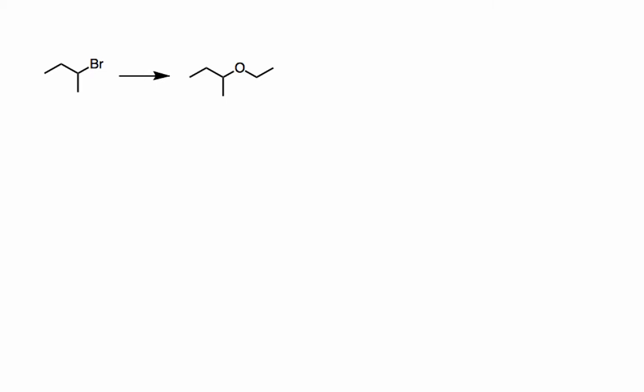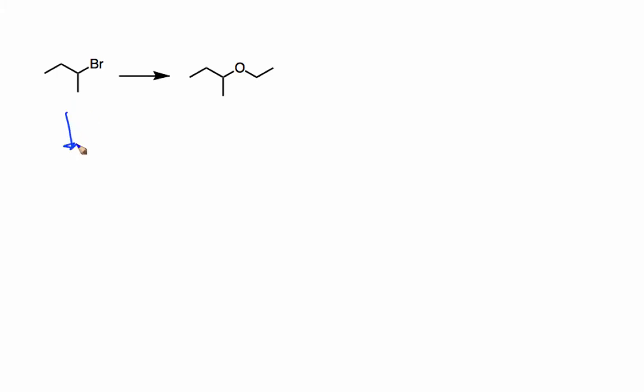In this example, we're starting with an alkyl halide and we're trying to synthesize an ether. So we're going to use a couple of steps here. First, we'll just do a standard nucleophilic substitution to get an OH group here, and then we can take advantage of the Williamson ether synthesis.